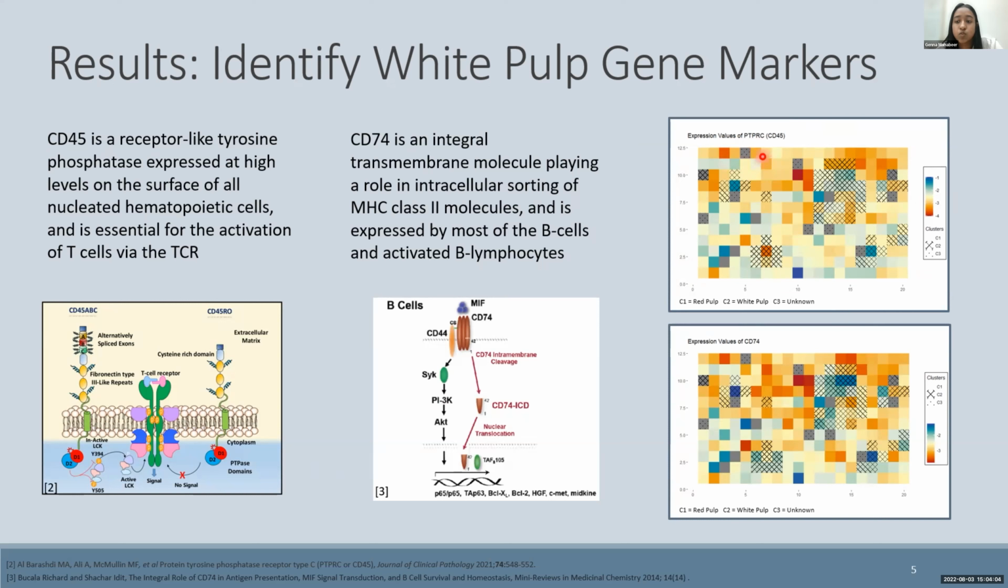And for our purposes, since cluster 3 had such a low expression level of all the genes, we decided to remove that from our data to get a better look at the differentiation between the red pulp and the white pulp. And so looking at the expression values for CD45 and CD47 here on the side, you can see that there's overall more blue, blue-green voxels in the white pulp region versus the red-orange voxels that are in the red pulp region.